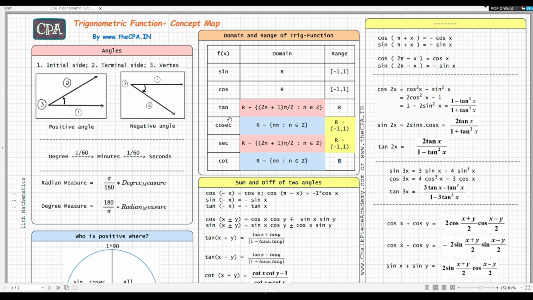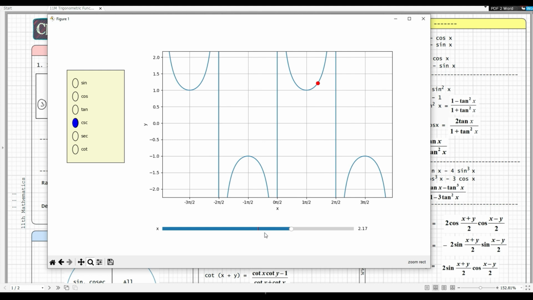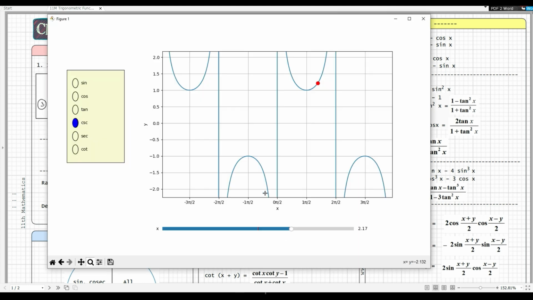Now let's move on to cosec and sec. Again, all of this is something that is available. You should be making use of it. So the cosec will have all the inputs other than 2 pi by 2, -2 pi by 2, 0 pi by 2. Basically again it is n pi. It's not defined for n pi, that is, even multiples of pi by 2.